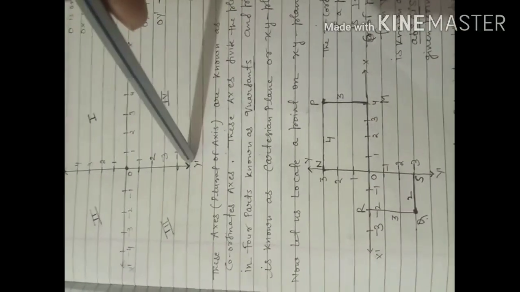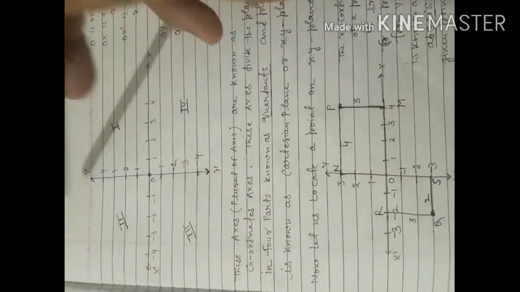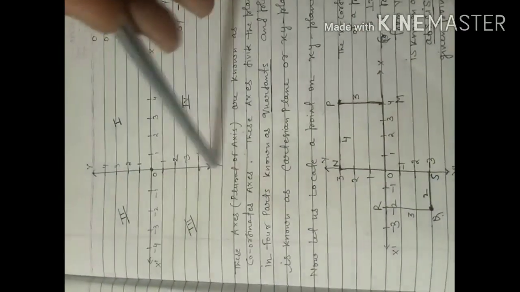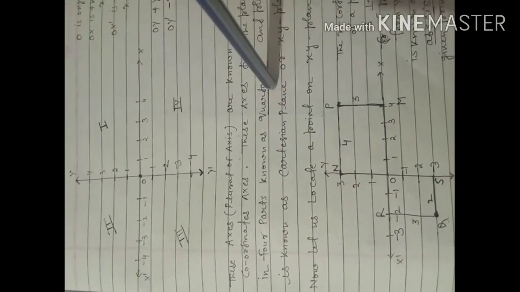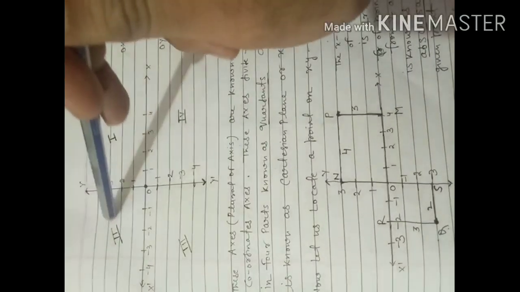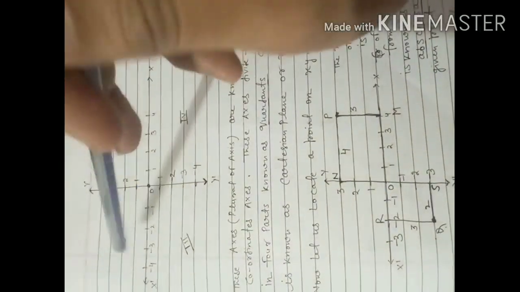These axes divide the plane into 4 parts. This is our plane, and it is divided by the x-axis and y-axis into 4 parts, 1, 2, 3, 4. These 4 parts are known as quadrants: quadrant 1, quadrant 2, quadrant 3, quadrant 4, moving anti-clockwise.